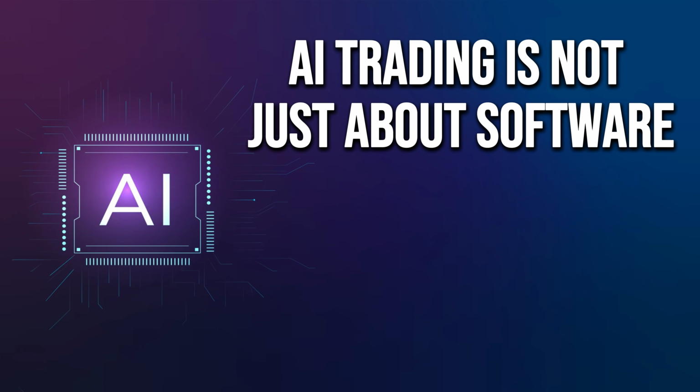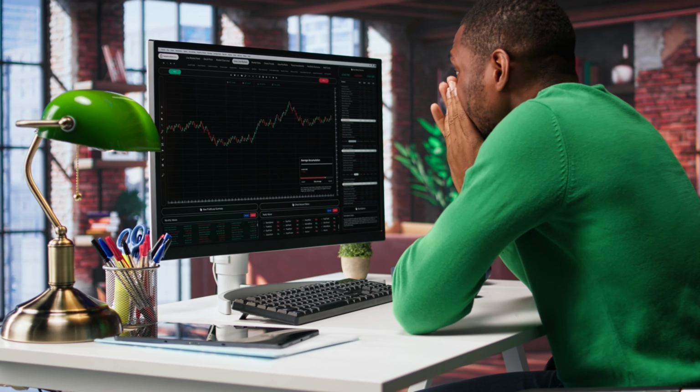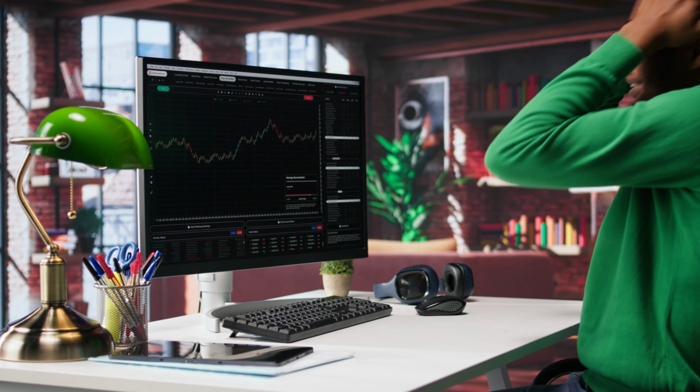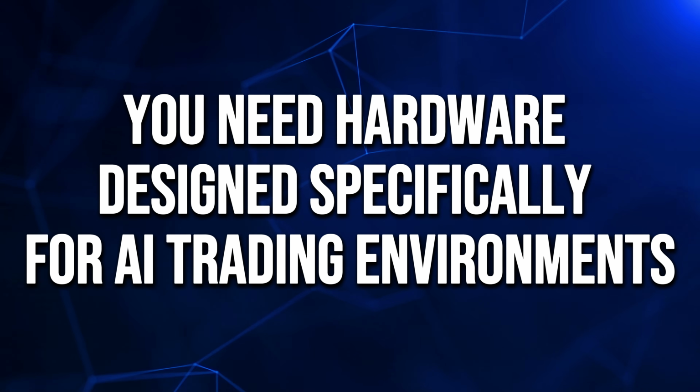Here's the bottom line. AI trading is not just about software. It's about infrastructure and hardware. And if your hardware cannot sustain continuous computation, your execution becomes inconsistent. And inconsistent execution is a hidden trading risk. If your CPU benchmark score comes back low, under 45,000, or if your system struggles under load, the solution is simple. You need hardware designed specifically for AI trading environments.